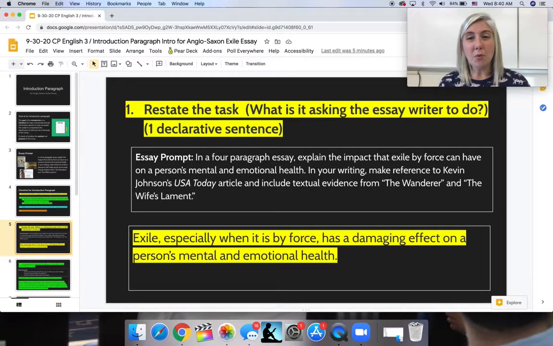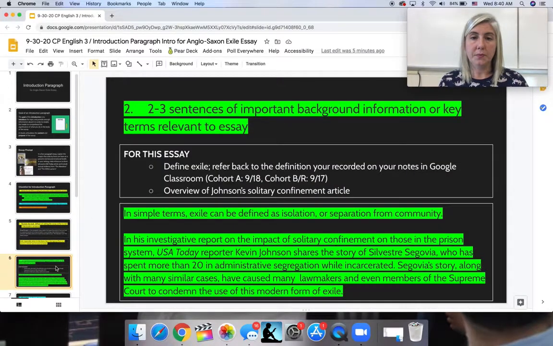It's very clear from what we've discussed in class, through the reading of the USA Today article, as well as both poems that featured exile by force at least, that it has a damaging effect. So I'm going to say that in a declarative sentence. And I have that example at the bottom here. Exile, especially when it is by force, has a damaging effect on a person's mental and emotional health.